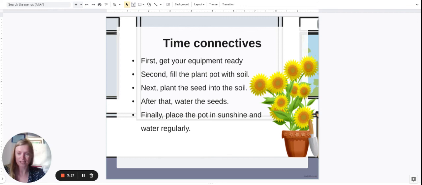So today, Class 2H, you have a choice of activities as usual. I want you to sequence a set of instructions and assign the right time connective to the sentences.